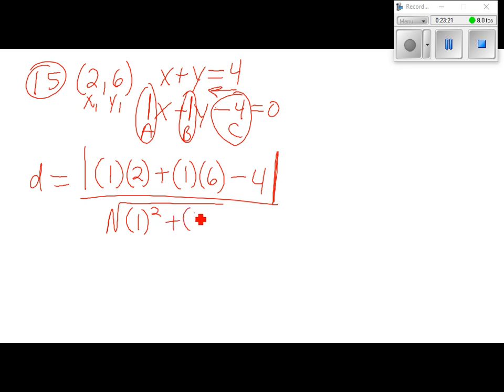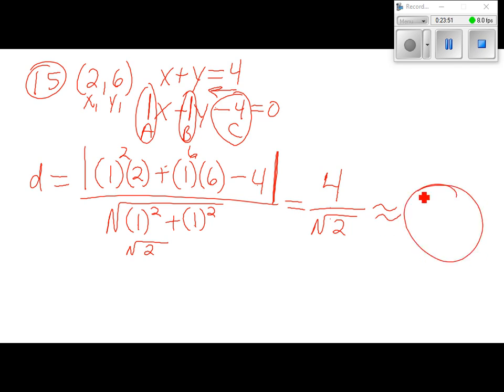B is 1, so that's 1 squared. When I do all this, that's 2, that's 6, so 2 plus 6 is 8. 8 minus 4 is 4, and the absolute value of 4 is just 4. On bottom, 1 squared is 1, 1 squared is 1, so that'd just be the square root of 2. Grab your calculator, and whatever 4 divided by the square root of 2 is, just round it off. That's going to be your distance.